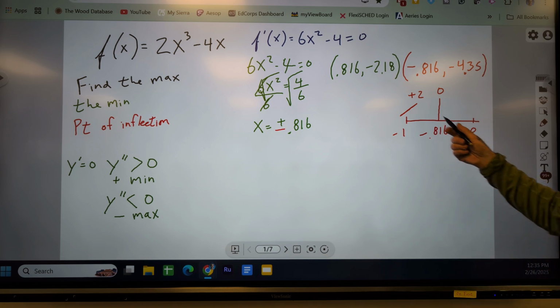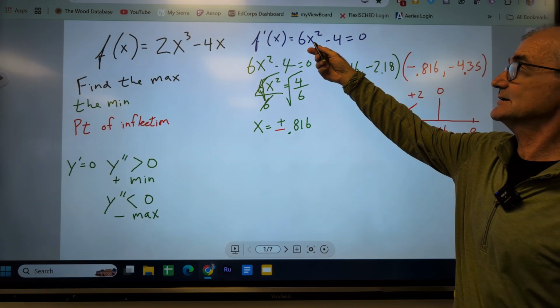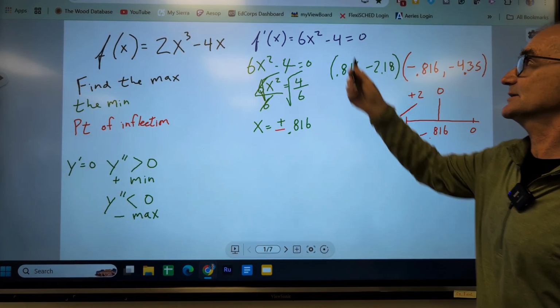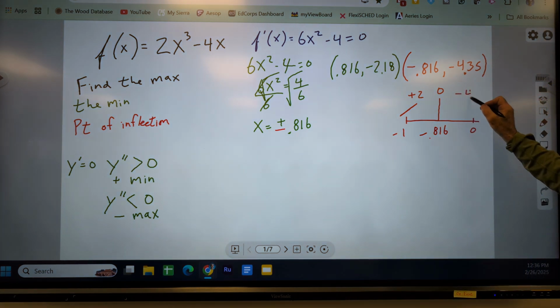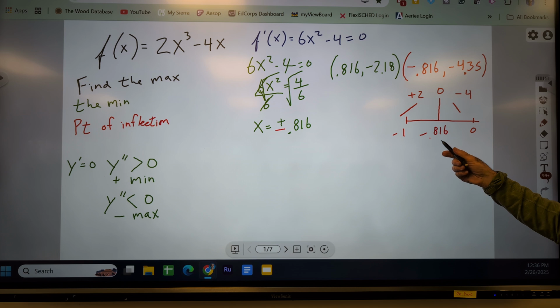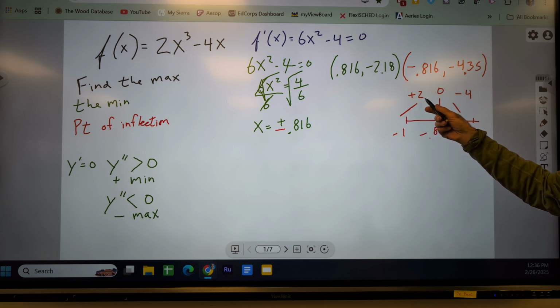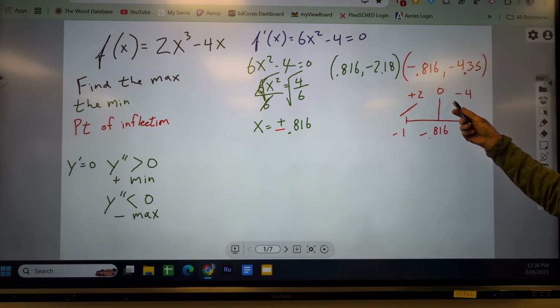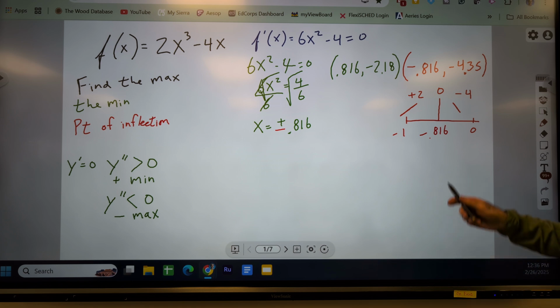I'm going to try 0. Plug 0 in there. This whole thing becomes 0. 0 minus 4 is negative 4, a negative slope. So at negative 0.816, it approaches with a positive slope, hits 0, and then leaves with a negative slope. So I can see that this is actually a max.